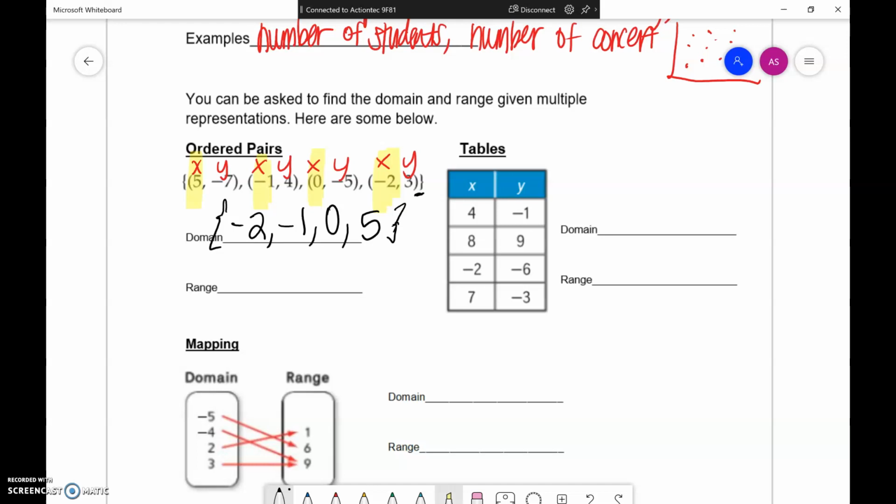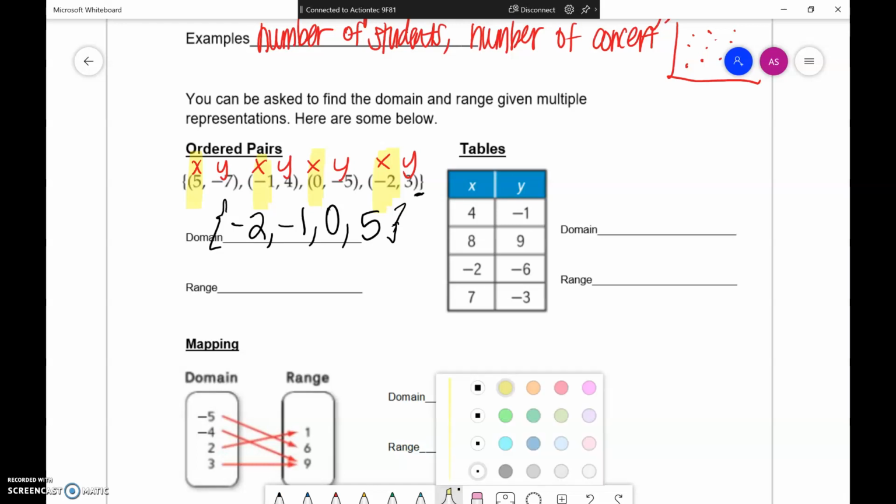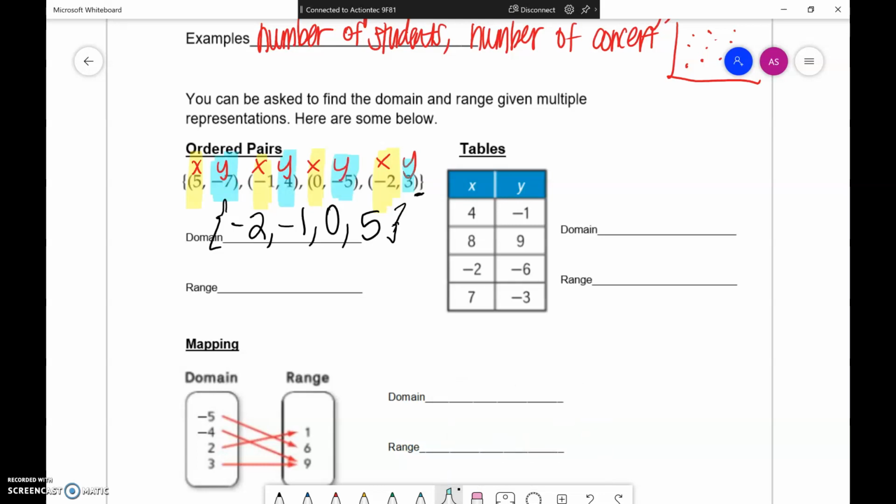My range, that's going to be my y, like we said. So that's going to be -7, 4, -5, and 3. So I'm going to just write -7, -5, 3, and 4. And that's my range.